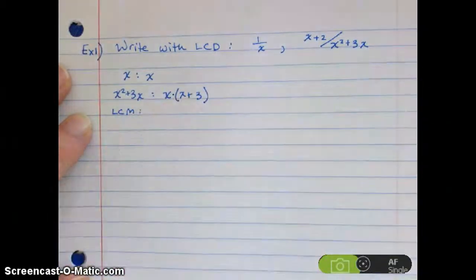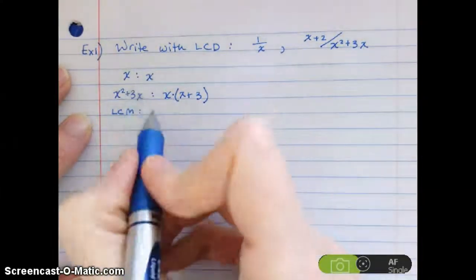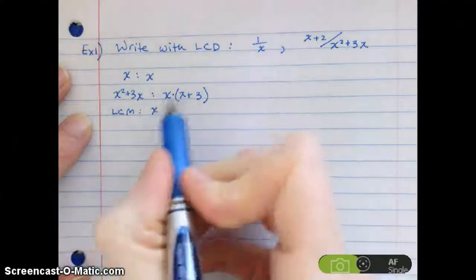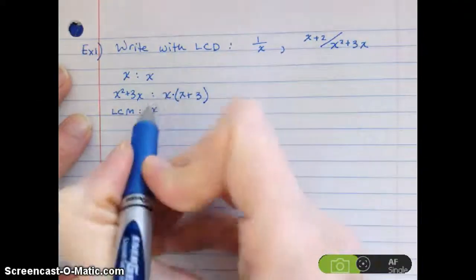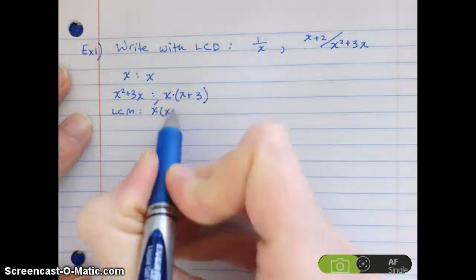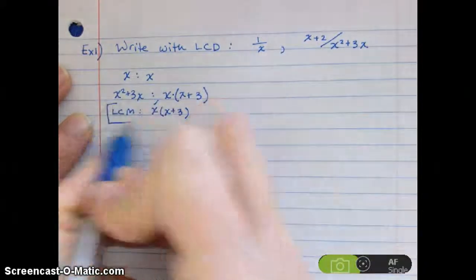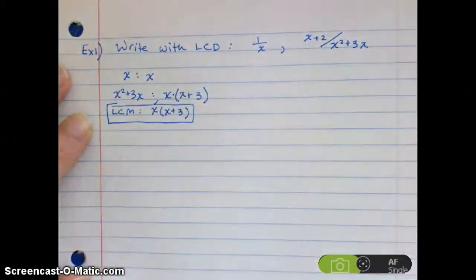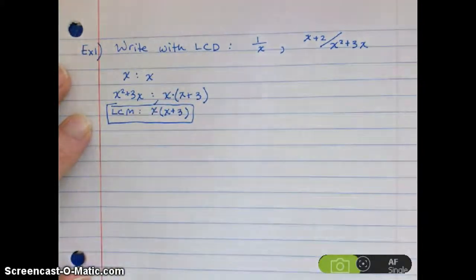I need to include every factor but no extra copies. X needs to be in there. Now I need 1x, already have one, and 1x plus 3. So the LCM equals x times x plus 3. It's actually great to leave the LCM in this factored form. Very recommended to leave it like this.